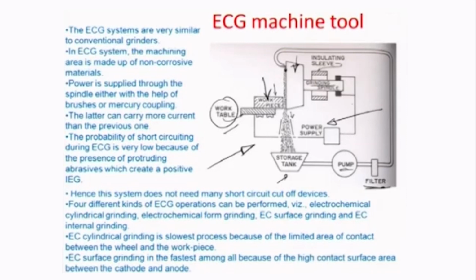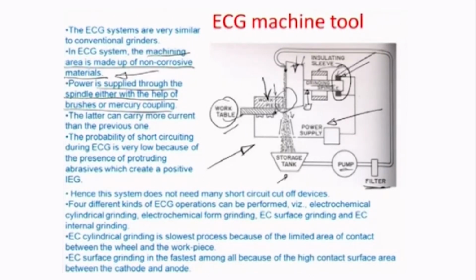The first thing is that the machining area should be made as non-corrosive as possible, because it is in direct touch with the electrolyte. So, things like the workpiece holder or even the tool holder here have to be as non-corrosive as possible. Power must be supplied through the spindle, either with the help of brushes or mercury coupling. So, there has to be a continuous power. This right here probably is the arrangement for the brush. There is always a tendency of the brushes to go past the rotating spindle, so that there is continuous supply ensured on the wheel. From the power supply side, there should not be any break.